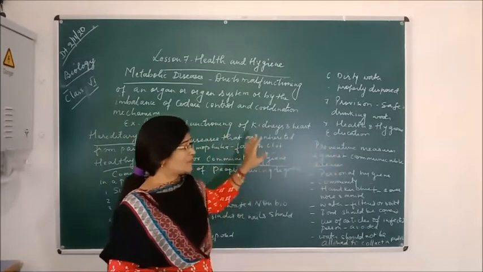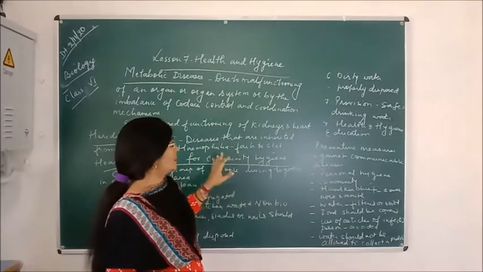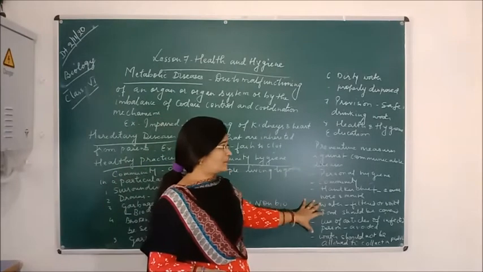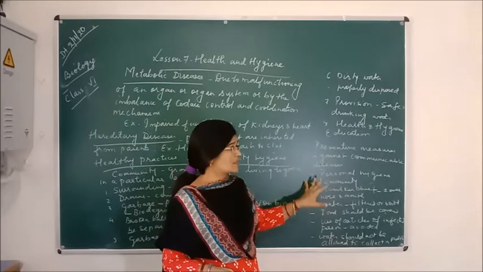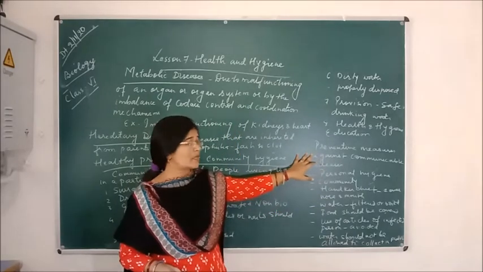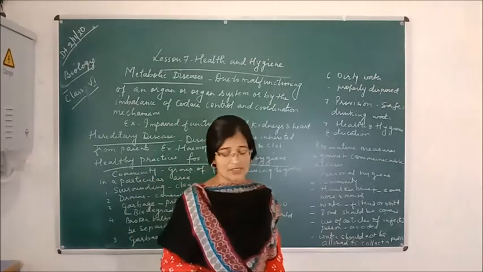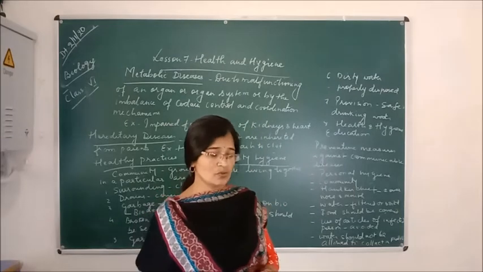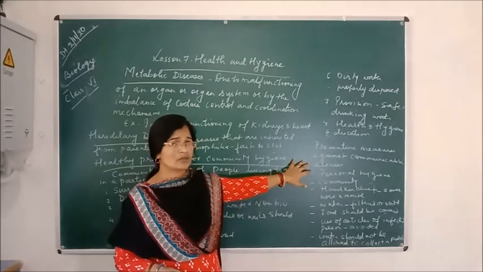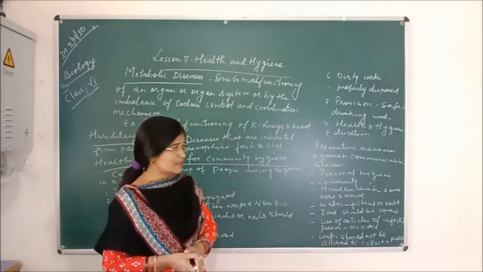So these are some of the basic methods or points which have to be followed while maintaining community hygiene. And now there are some points I want to discuss about the different preventive measures against communicable diseases. Communicable diseases, you all know, are diseases which are transmitted from one person to another, like common cold, flu, influenza. So how can we prevent these communicable diseases?